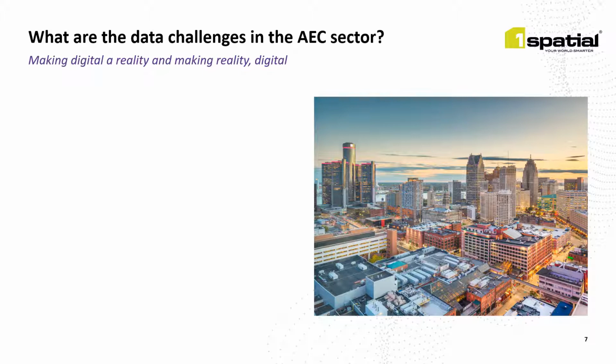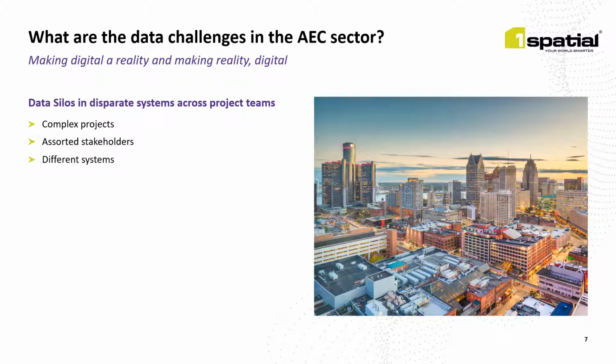So, what are the data challenges in the architecture, engineering and construction sector? Well, we've boiled them down into 3 main areas of data: location, accessibility and automation. First up, there's definitely a problem of data silos in disparate systems across project teams. Projects are definitely not getting any less complex, especially the large infrastructure projects that often incorporate different political boundaries, let alone different companies and partners in a joint venture. These complex projects have assorted internal and external stakeholders and use a multitude of different systems and applications. Data can end up stuck in silos, making it hard for stakeholders to access data and use it when, where and how they need it.